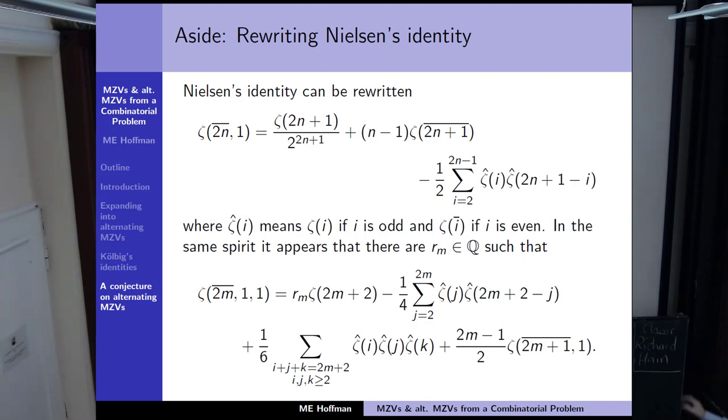So this is sort of a slick way to write Nielsen's identity, and then if you go up to the next one, you have the first of those exotic terms coming in, and if you just substitute in what it is, it looks like that. And then it appears you can reorganize the other terms in some kind of form like this.